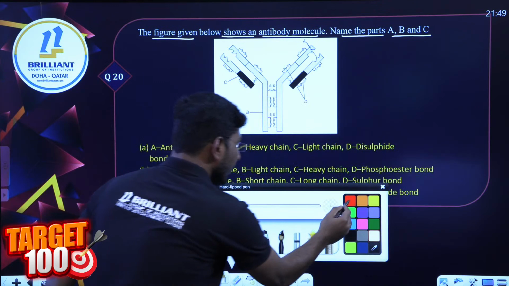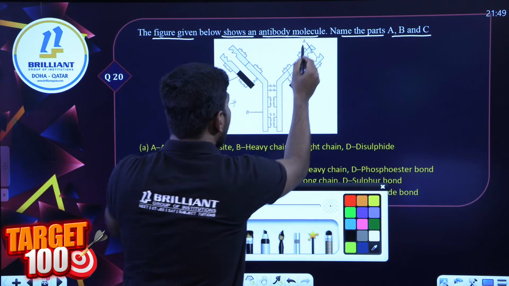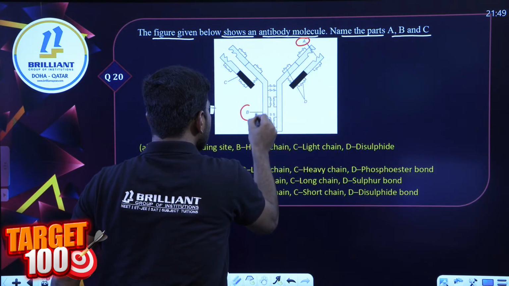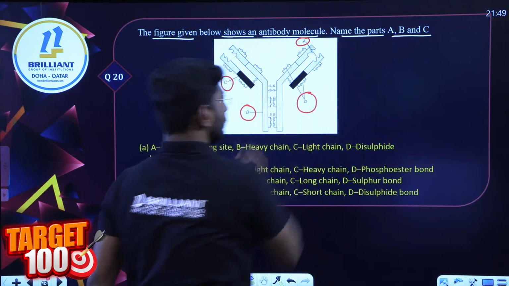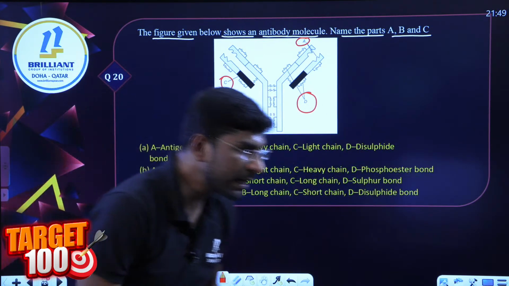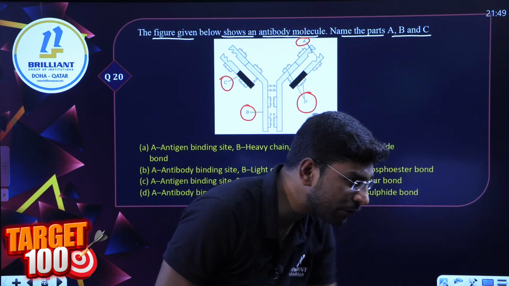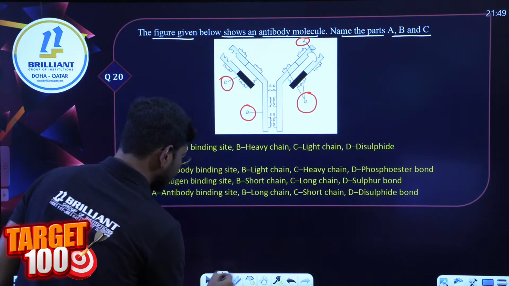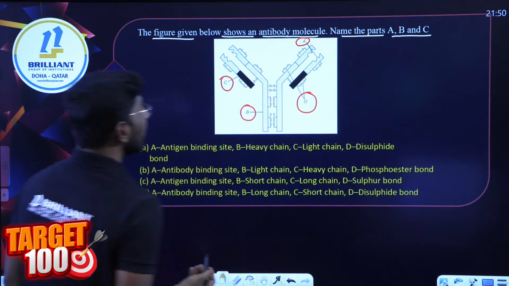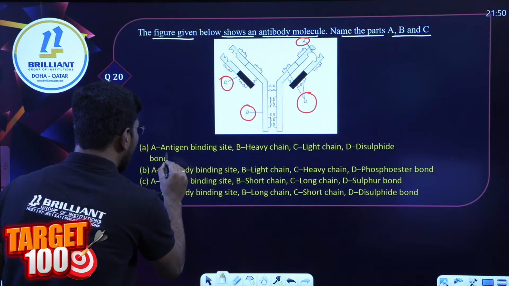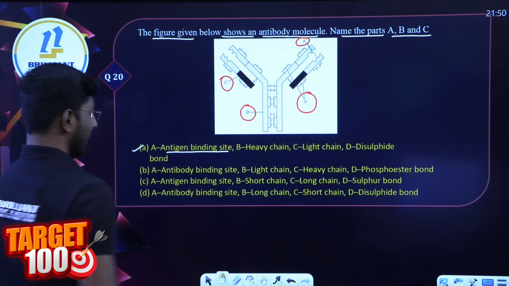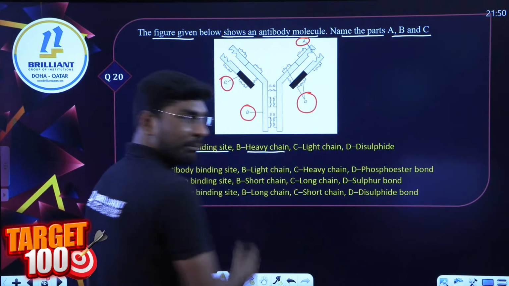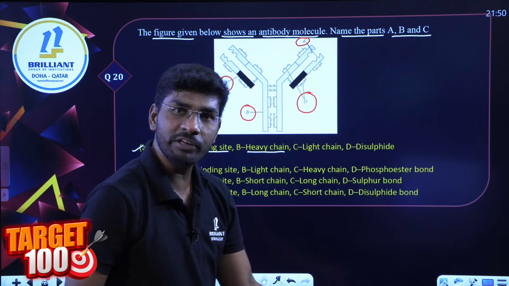Where are A, B, C? This is A. Where is B? This is B, C and also D. Find out the right answer. Any one of you? So what is A? Tell me. Antigen binding site, right? Antigen binding site, correct? B, heavy chain. B is the heavy chain, it is here.